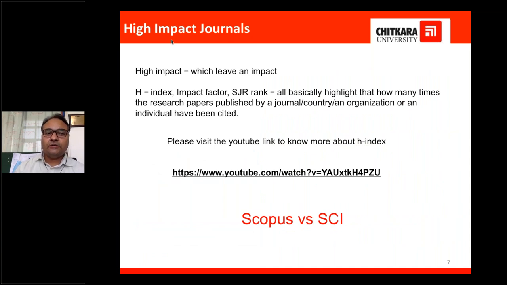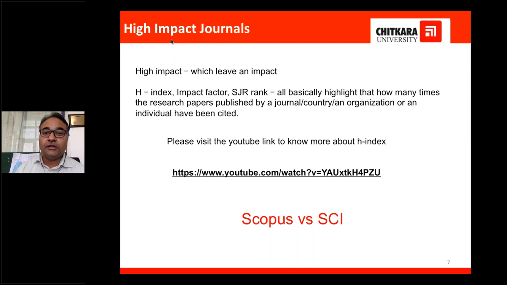There were a lot of questions asked about H index, impact factor, SJR rank, whether we should focus on a high H index journal or impact factor or SJR rank, etc. See, the basic understanding is all these parameters have been developed to see what impact your research is leaving on the scientific community. And ultimately, the one parameter which can tell how impactful your research is, is how many times your research articles have been cited. There were some questions like that.